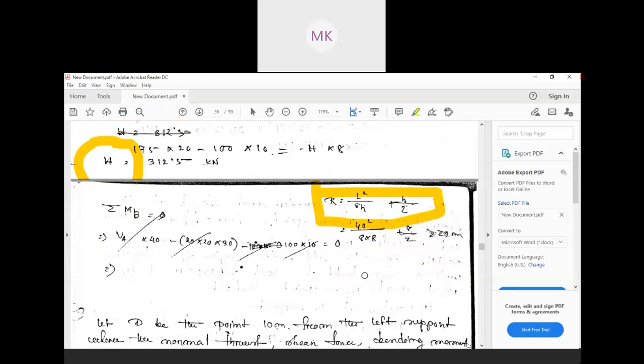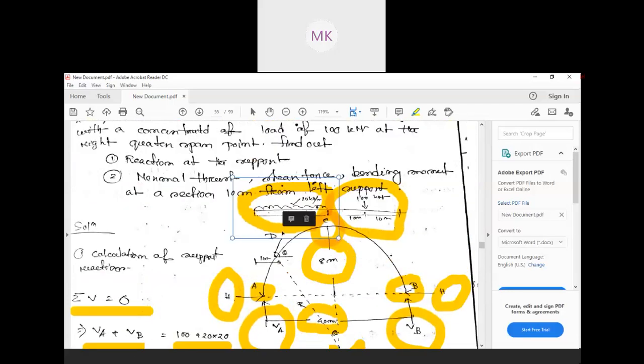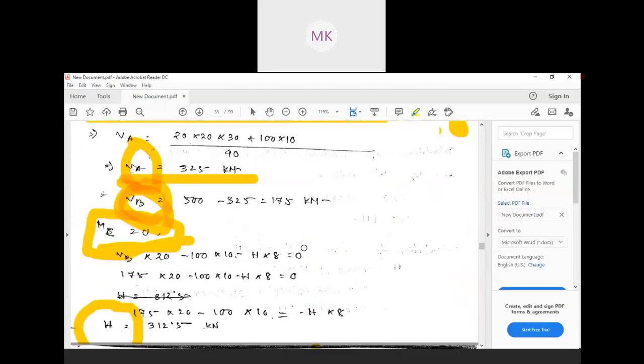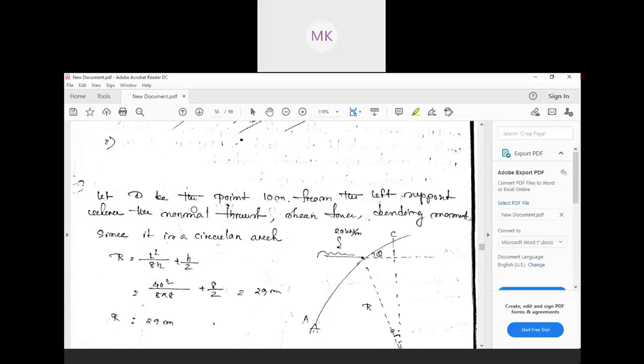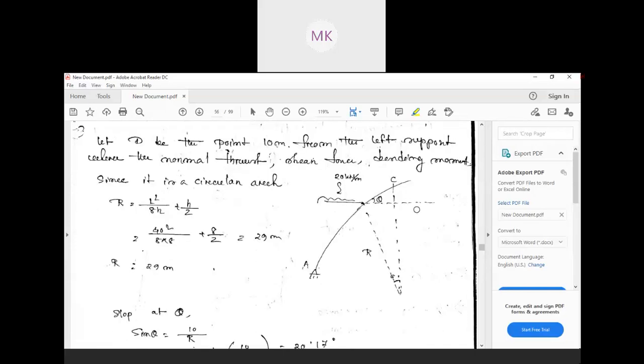After this, we need to find out the vertical shear, normal thrust, and all these things. For that, we need to consider a point D. Let D be the point 10 meters from the left support where we need to find out the normal thrust, shear force, and bending moment. We are drawing this point D here.